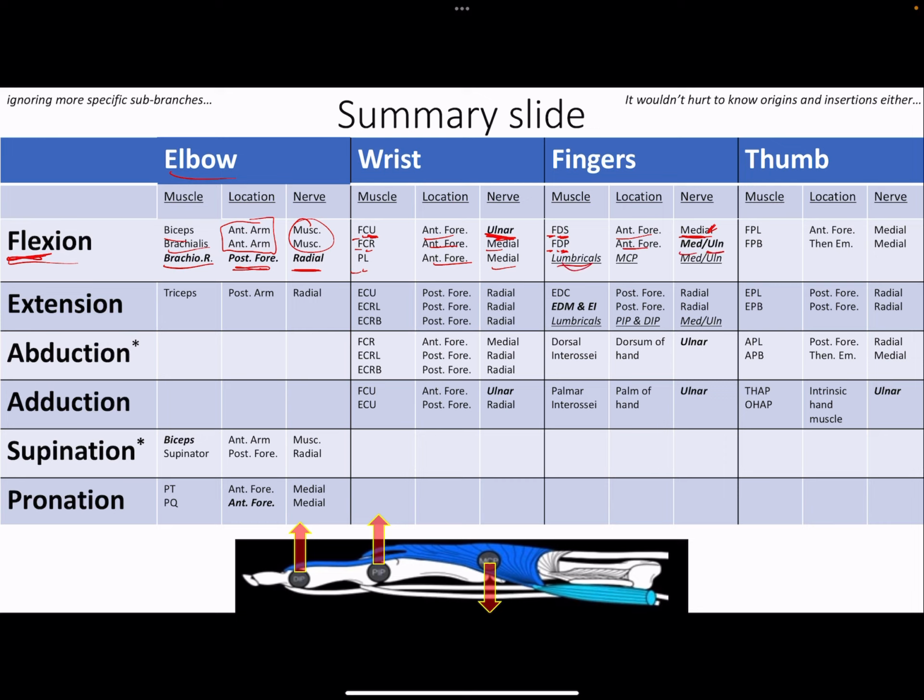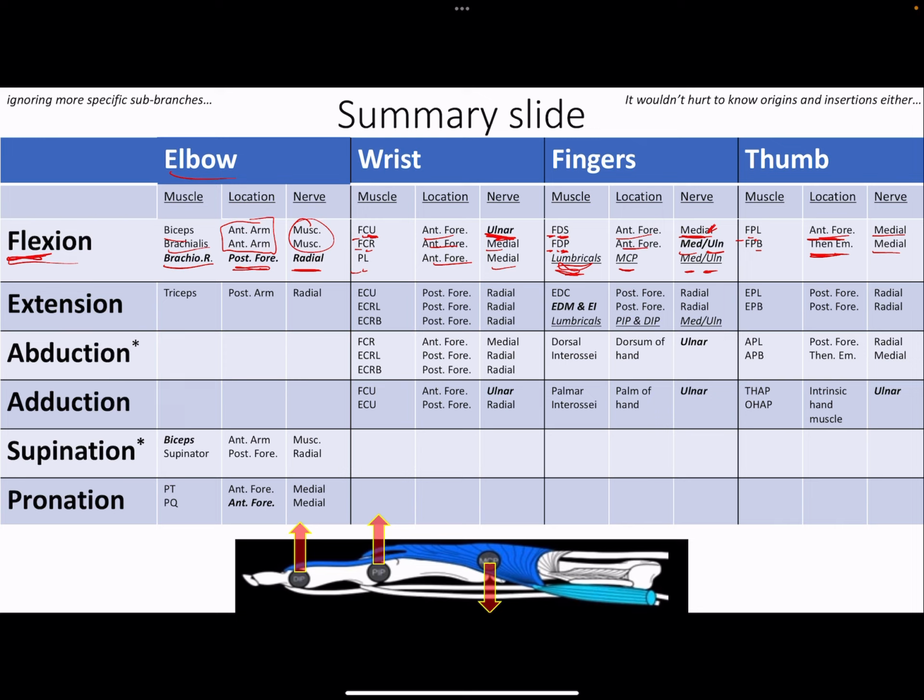Lumbricals are super weird but super important. These are going to flex at the MCP joint, and similarly 2 and 3 median, 4 and 5 ulnar. You want to flex your thumb, flexor pollicis, flexing the thumb. Longus, brevis. Brevis is short. It is going to insert on a closer joint, closer phalanges. They're not all intrinsic, but if it's brevis, there's a good chance that it's just an intrinsic short hand muscle. So it's in the thenar eminence. And then the longus is in the anterior forearm. Both of these are median, not medial.